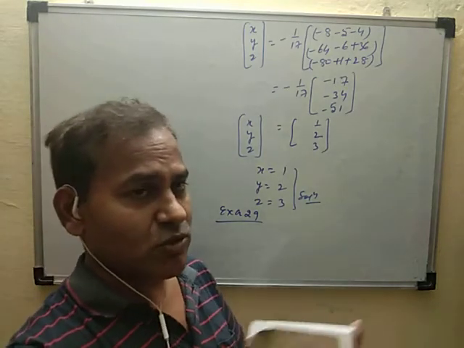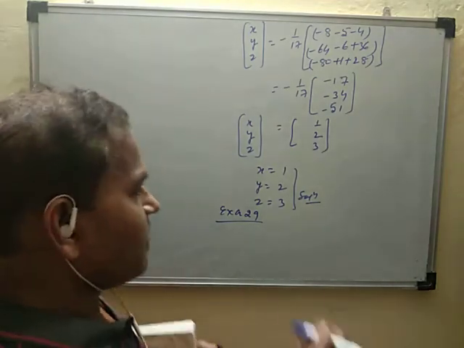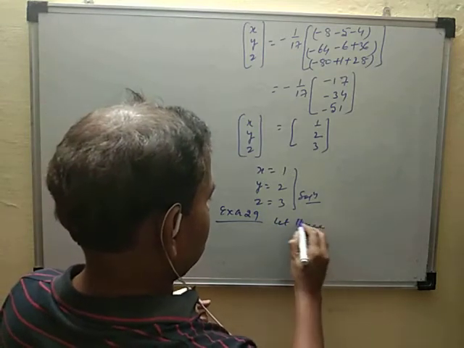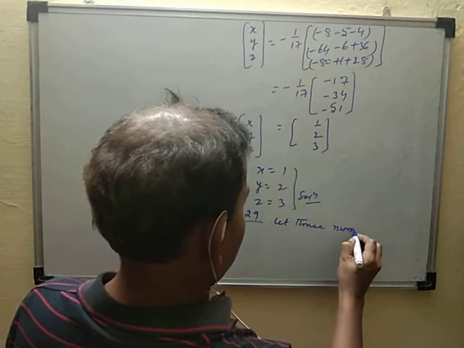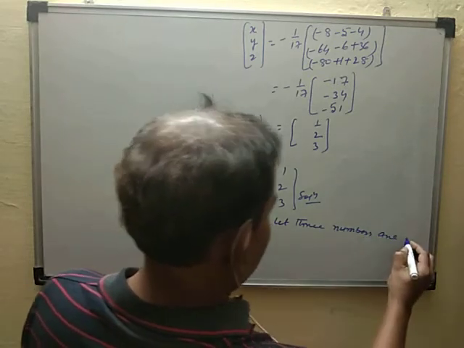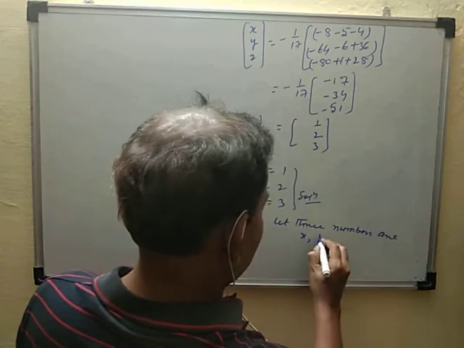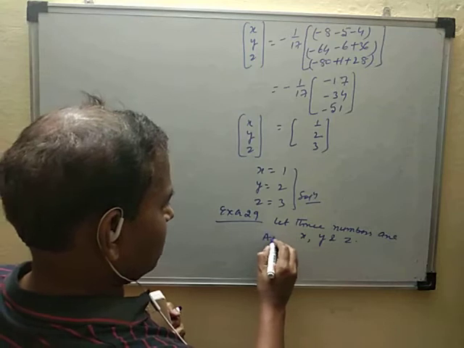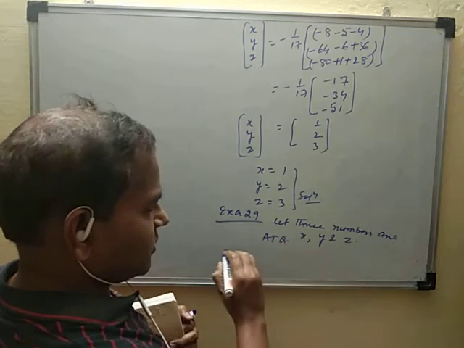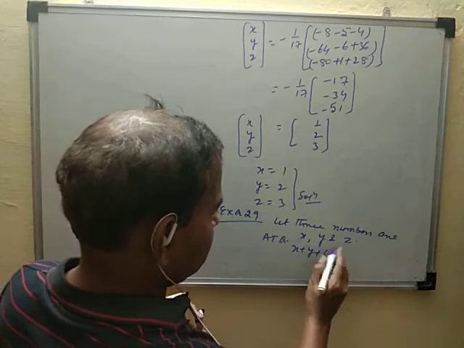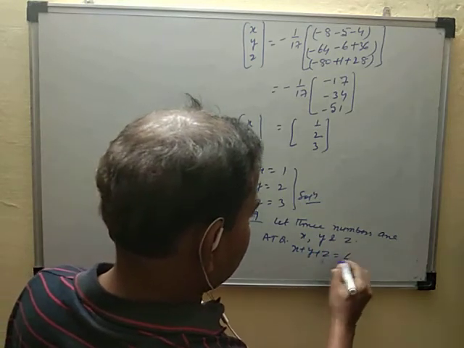So first, let three numbers be x, y and z. So according to the question, the sum of these numbers is 6, that is x plus y plus z is equal to 6.